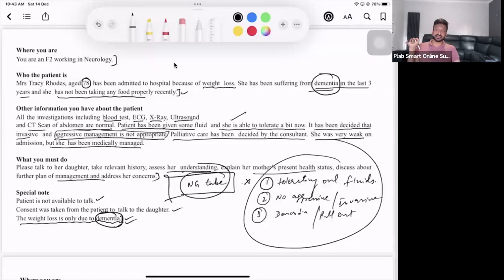And then we have taken the NG tube out and we're not planning to put it back in. So sometimes this scenario can come in that way as well. So how are you going to manage the questions from the daughter's side? You'll simply say, when you brought her, she was very weak.